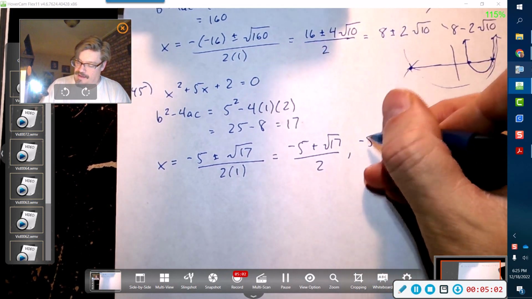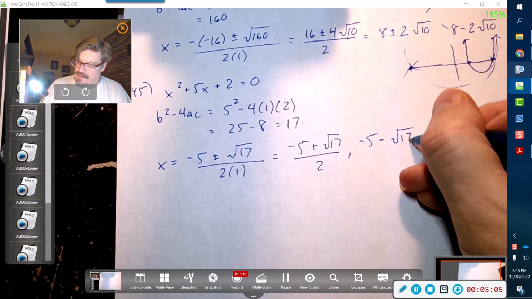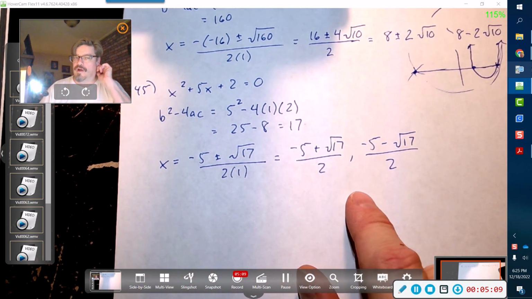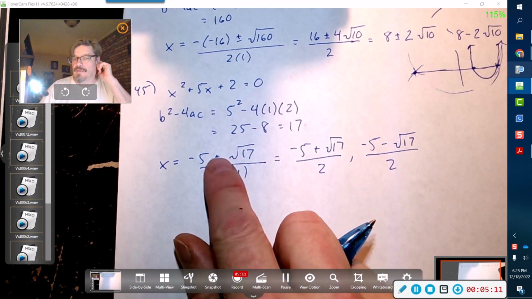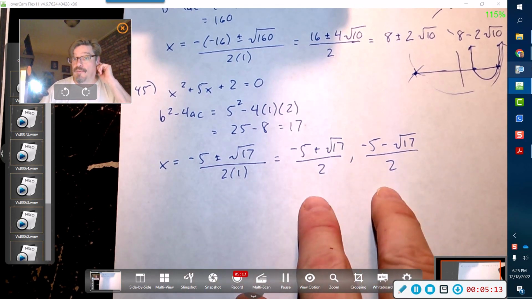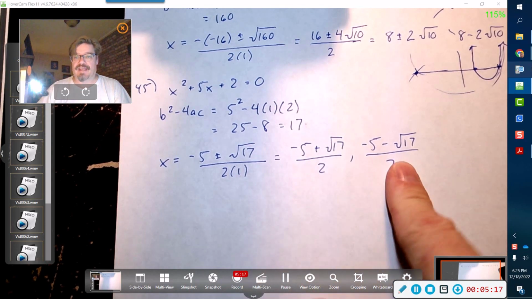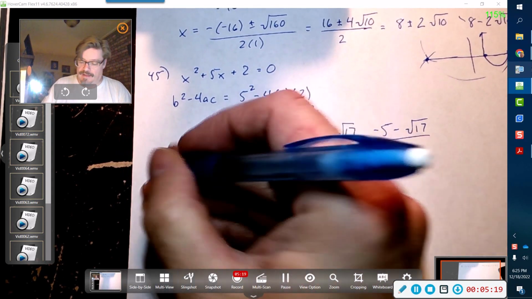comma, negative 5 minus. Now you could just leave the plus or minus, it's okay, but I just want you to remember that the only reason why we have a plus or minus is because they are two separate numbers, okay? If I punch this in a calculator, it's going to be different than he is, okay? Alright, that is our answer.